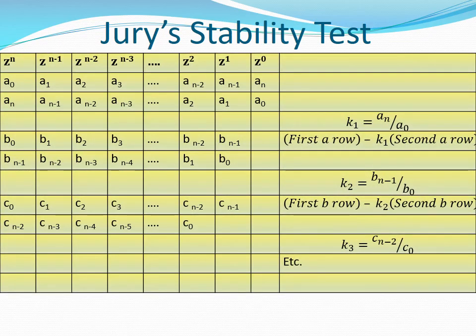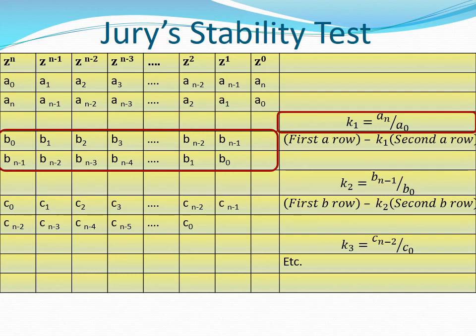Here is how we set up the Jury's table. The first row is made up of coefficients from the closed loop characteristic polynomial. The second row is the coefficients written in reverse order. Let's term these first two rows the A rows. After setting up the A rows, we calculate K1 defined as An over A0. Using K1, we set up the second pair of rows that we shall term the B rows. Each element in the first B row is equal to the corresponding element in the first A row minus K1 times the corresponding element in the second A row. The second B row is equivalent to the first B row written in reverse order.